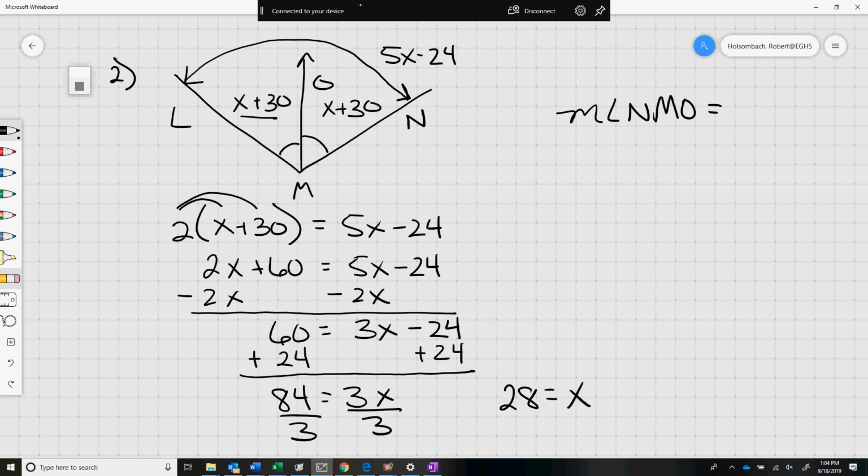All right, but you need this angle right here. You need NMO. And that angle is equal to x plus 30. So you can substitute. So take 28 plus 30. So that angle is 58 degrees.